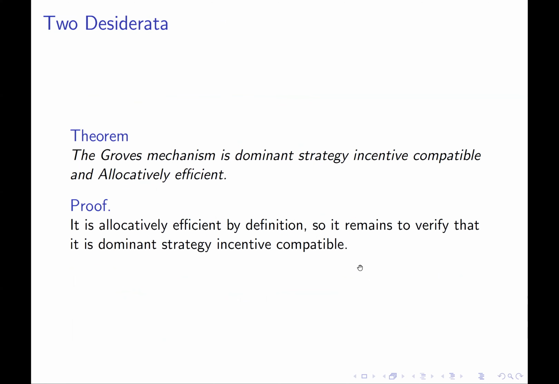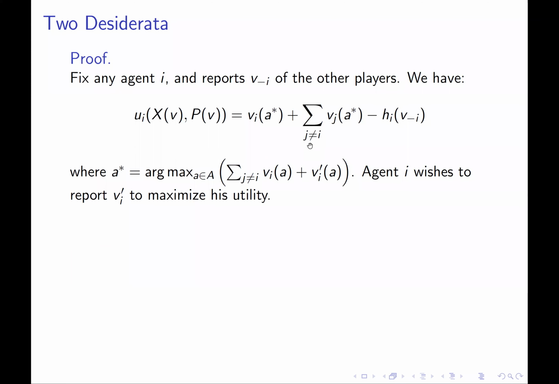And so the claim is that, remember, there were these 4 nice properties we wanted. Any Groves mechanism, no matter how we pick h, already satisfies 2 of them. In particular, it's always allocatively efficient, and it's always dominant strategy incentive compatible. Okay, and it's allocatively efficient by definition, right? Like the choice rule we wrote down was just the choice rule that selects the alternative that maximizes social welfare. And so the only thing we really need to prove here is that the Groves mechanism is dominant strategy incentive compatible. And so let's do that.